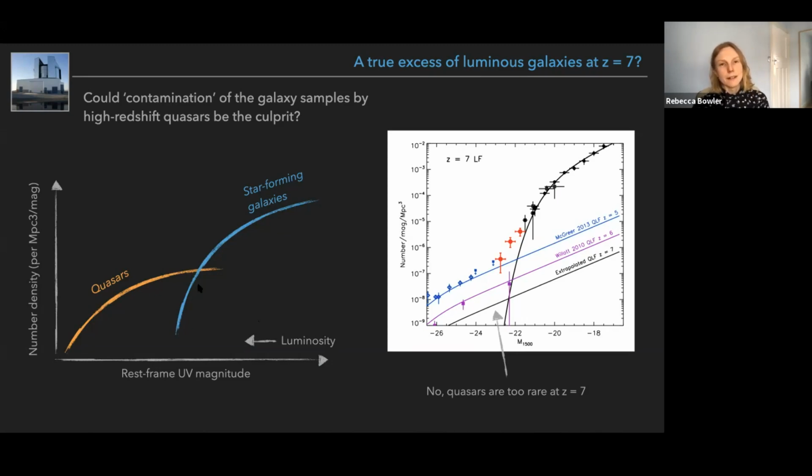So our selection can't tell the difference between a quasar and a galaxy at high redshift. And so we wanted to check, could our excess that we see in the red points here be due to quasars? So essentially this orange part.